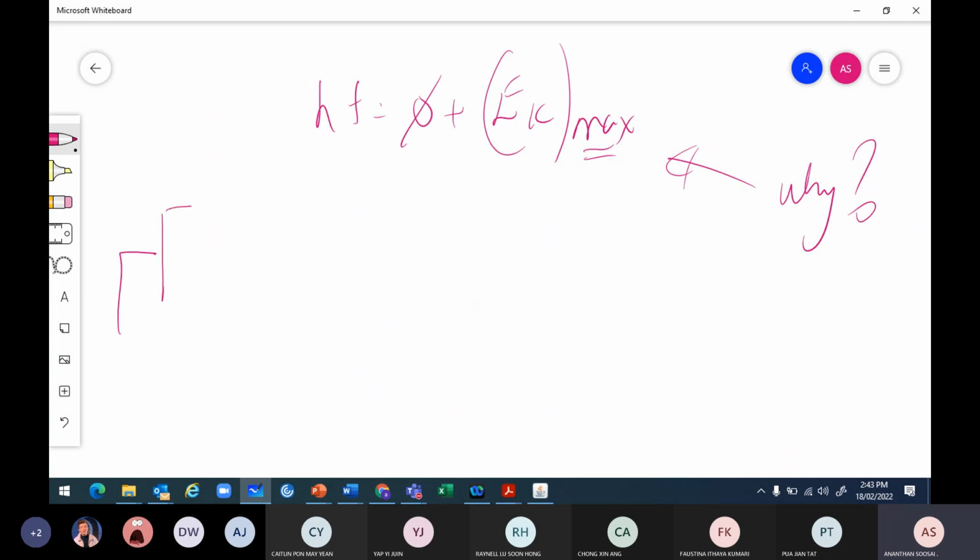Why max? When the EM radiation shines on the plate, hf equals work function plus EK, and all electrons get the same packet of energy. So hf is the same, all of them getting, let's say, 10 eV, meaning all getting a 10 eV packet.